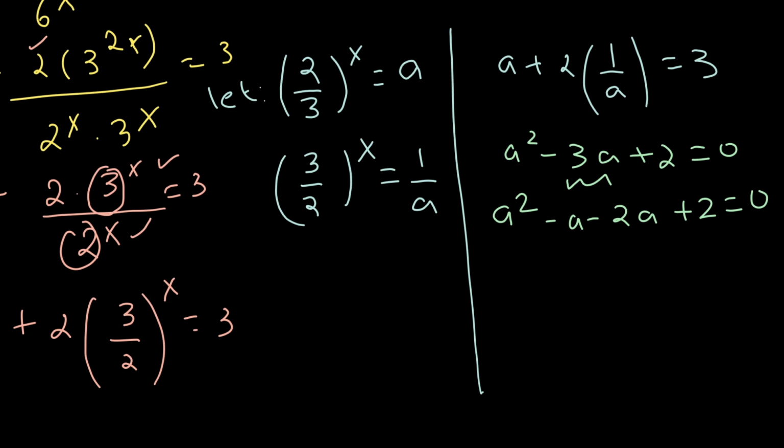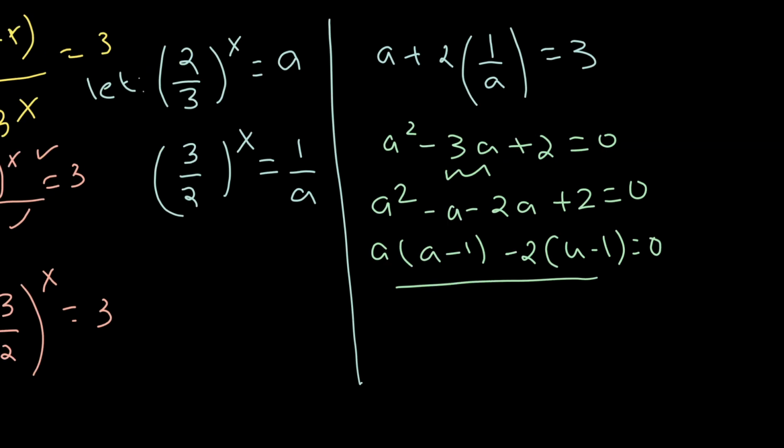Now from the first two terms I will take a common, so inside the bracket a minus 1. From the other two terms I will take negative 2 common, so inside the bracket a minus 1 equals to 0. Now from this whole equation I can take a minus 1 common, so inside the bracket a minus 2, and this thing equals to 0.